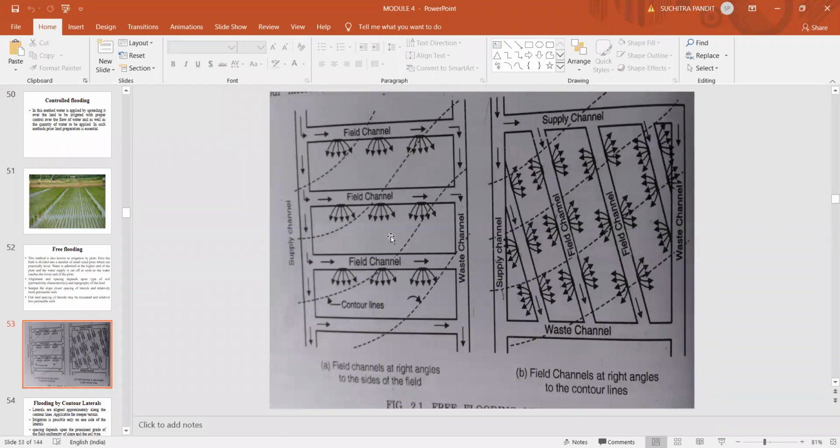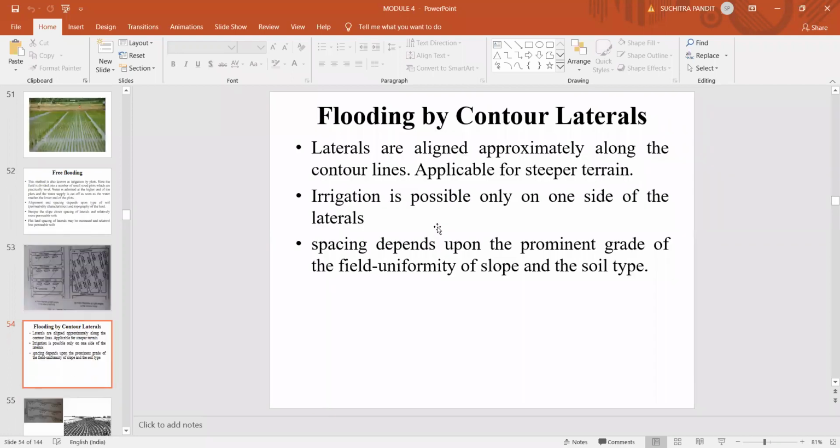So this method is known as free flooding, where you have certain control over the application of water to the crop. From the branch canal or from the field channel, the water is directly supplied to the field channel, and here the entire plot is divided into a number of rectangular plots, and the water is supplied through this field channel. So this method of irrigation is known as free flooding, where you have control over the application of water.